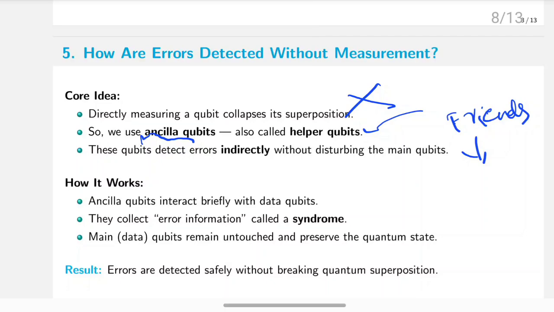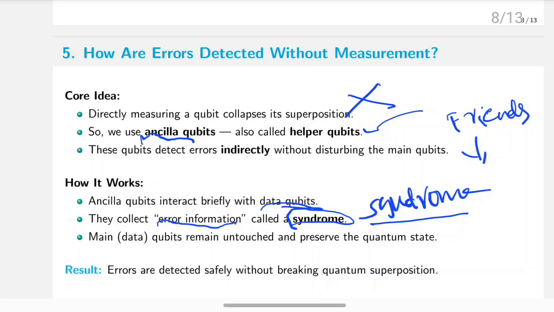Now the ancilla qubits interact with the data qubits, which hold the most information. They pick up the error information. For example, the error may be a bit flip error or a phase flip error. They will detect that error, and that error is called the syndrome. What is that? Syndrome. That you need to remember. The syndrome is detected without touching the main qubit superposition.